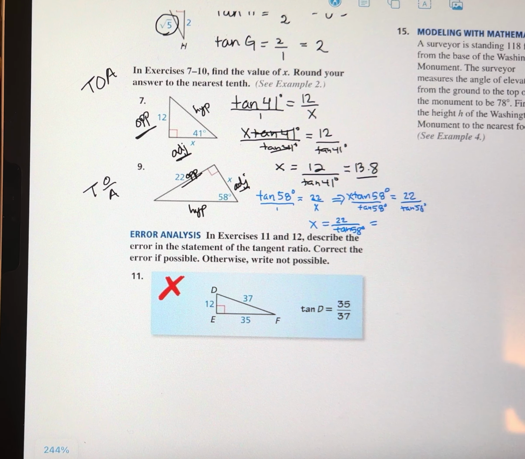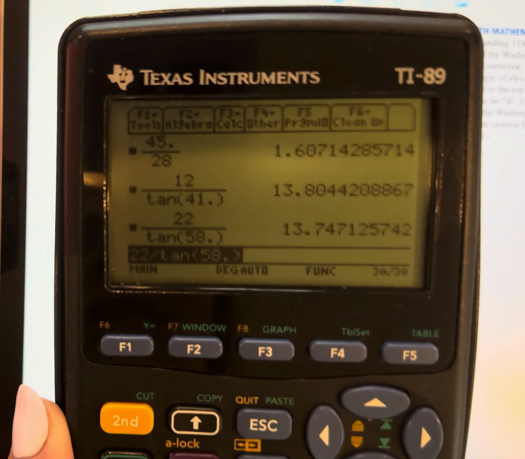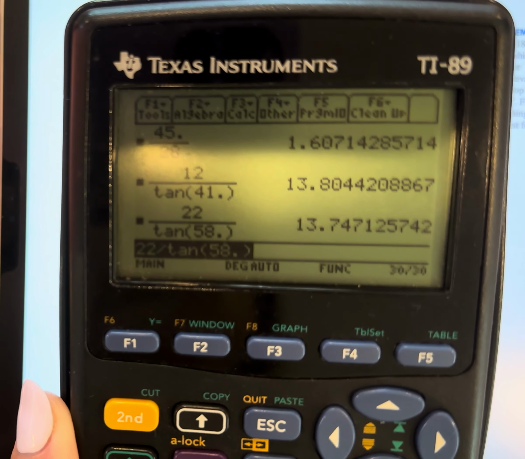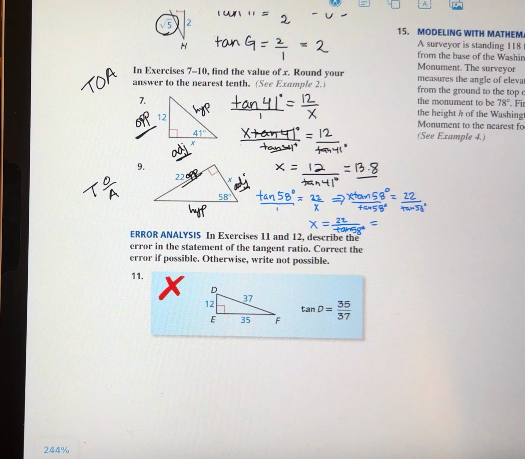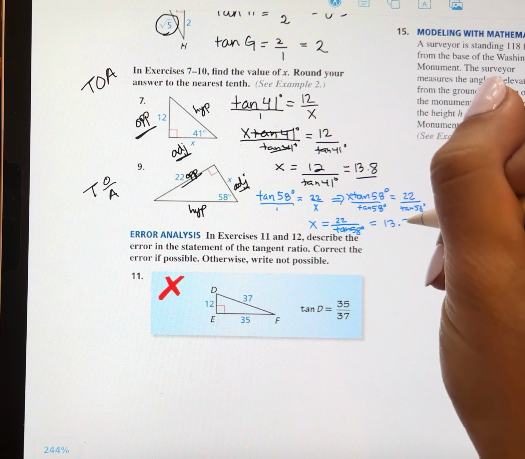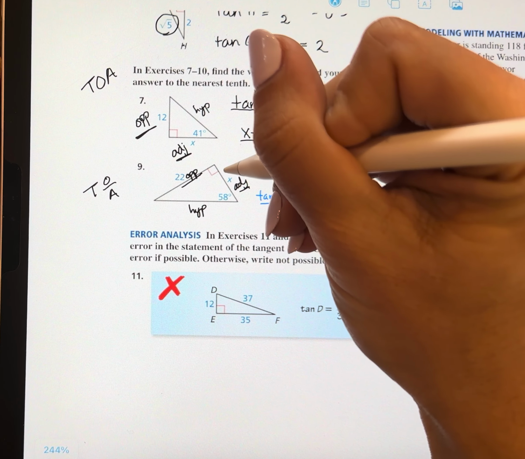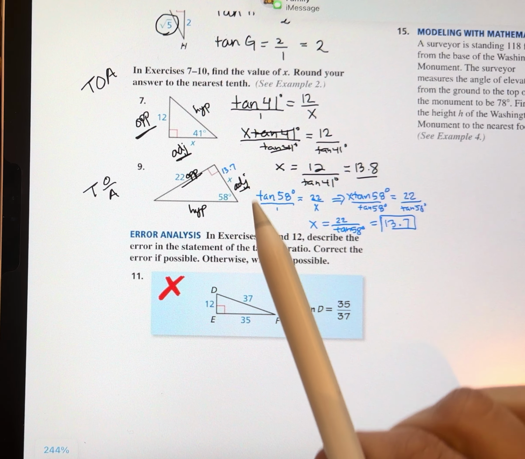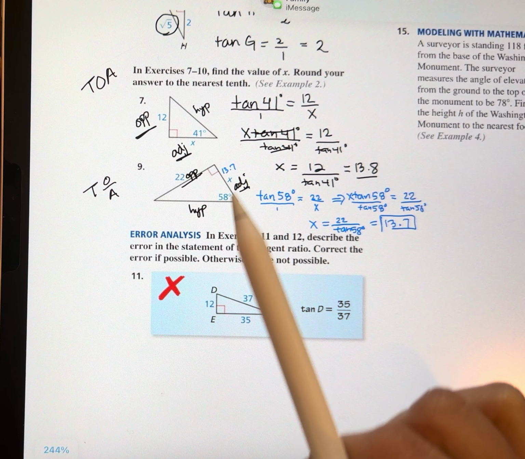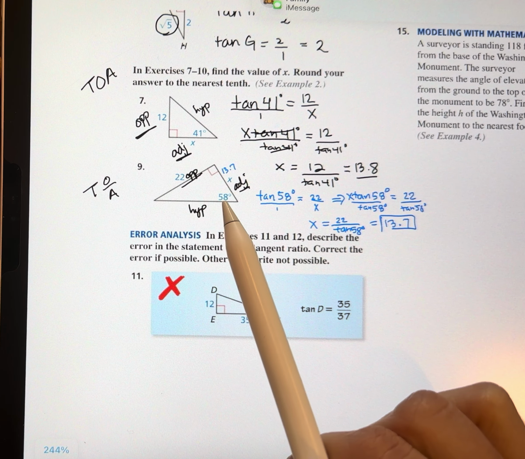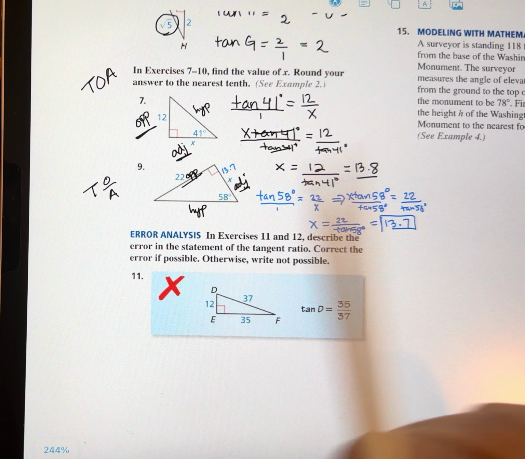22 divided by tangent of 58. And I get, I didn't show you guys this time, but I typed it in. I made sure to be correct. 13.7. Okay, so that means that x right here on this triangle is 13.7. I do like to look, you guys, and just see, does it make sense? It makes sense. Whatever this angle is going to be less than 58. That's smaller than 22. We're good.